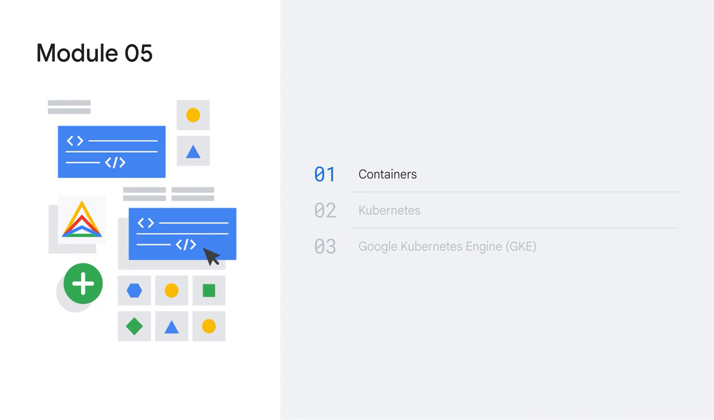In Module 5, you learned about containers, which are invisible boxes around your code and its dependencies. You were introduced to containers along with Kubernetes, an open-source platform for managing containerized workloads and services, and Google Kubernetes Engine, GKE, a Google-hosted managed Kubernetes service in the cloud.